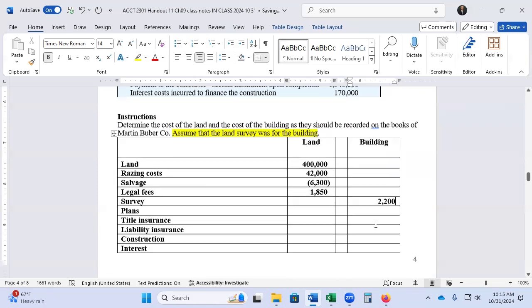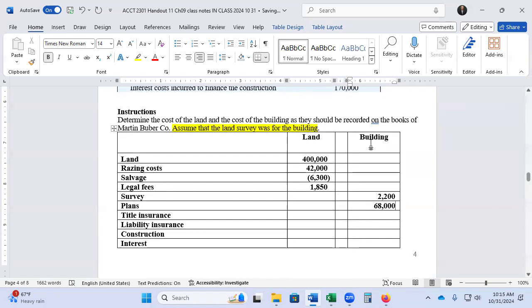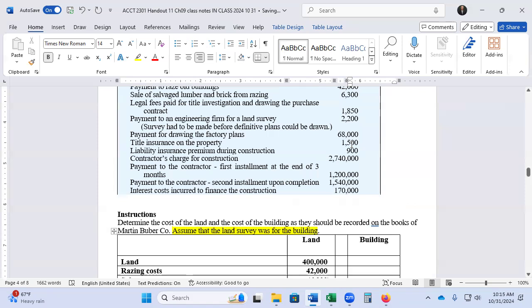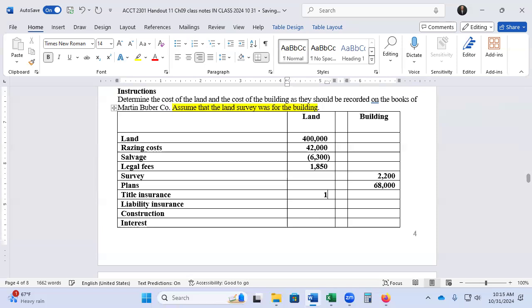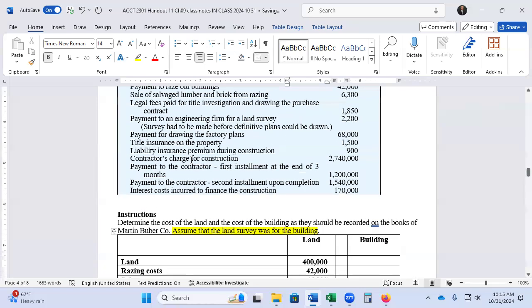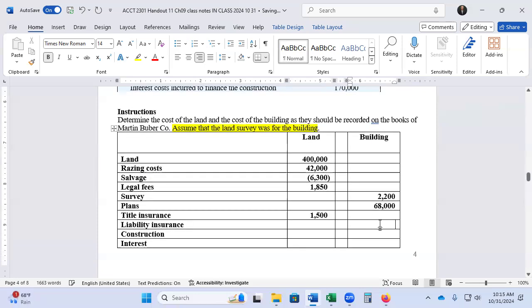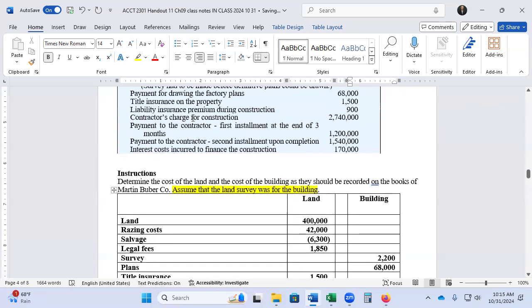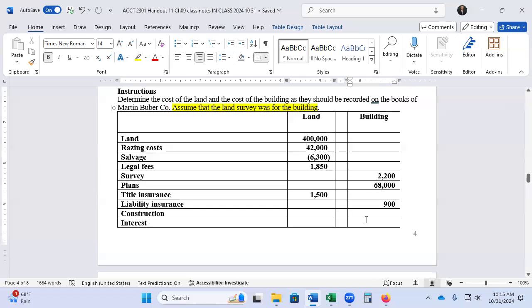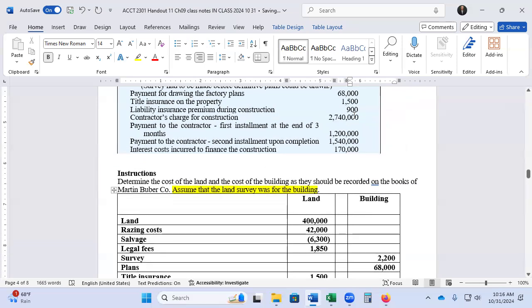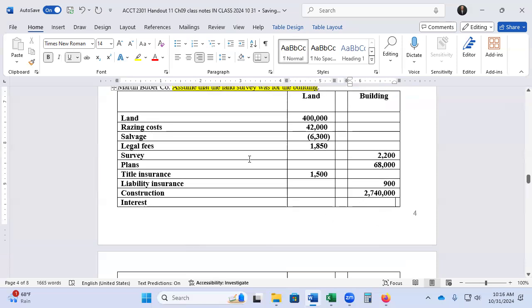Payment for drawing the factory plans. So now we're moving over towards the factory. We're building 68,000. Title insurance on the property. So this is property. It doesn't specifically say building, so 1,500 on land. Liability insurance premium, this is during construction, so that's 900. Payment to the contractor, first installment at the end of 3 months, or no, contractor's charge for construction, sorry, 2,740,000. So that goes in there. The payments are already accounted for in the 2,740,000, so we don't worry about those. And then interest costs incurred to finance the construction, and that goes into the building as well.